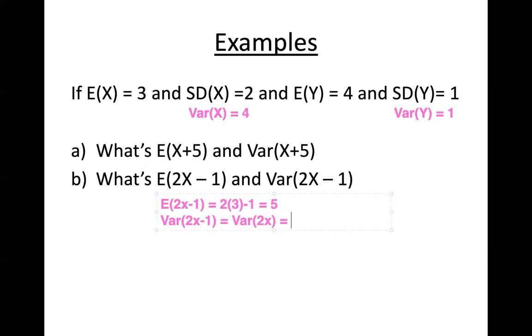Now using property number 5, I need to square that too, right? So this is going to be 4 times the variance of my x. Basically if I take out that 2, I need to square it. So this is 4 times the variance of x, which is 4, which gets me 16. All right, any questions there?